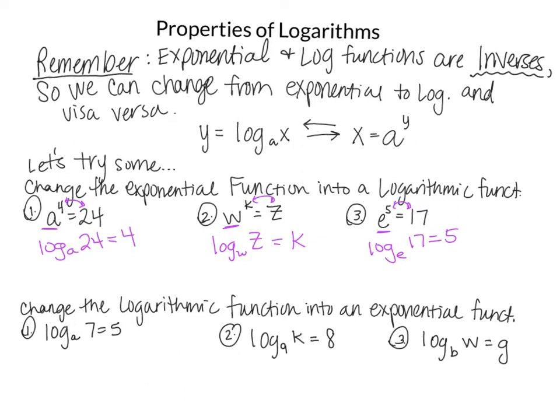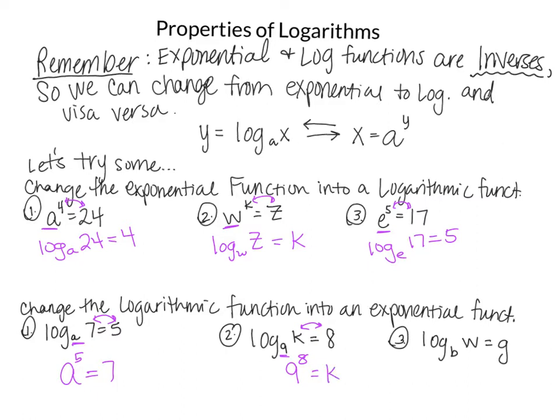We're going to do the same thing when we go from a log to an exponential. We want to locate the base of the log. It's going to now become the base of the exponential. And I'm going to switch the location of the x and the y values. So let's do it. I see I've got a base of a for my log, so that's going to become the base of the exponential. And I'm going to switch, so now it's going to be a raised to the 5th power equals 7. Looking at our next one, I've got a base of 9. So the 9 is now going to be the base of the exponential. I'm going to switch. I'm going to raise 9 to the 8th power, and it's going to equal k.